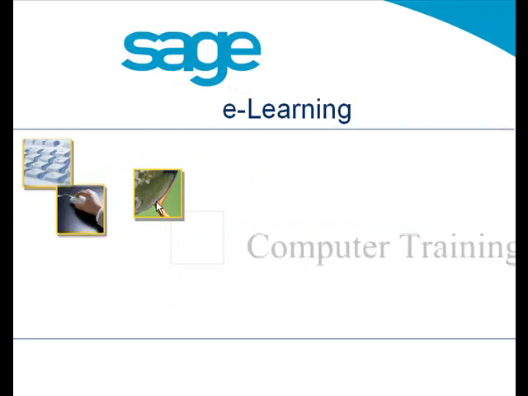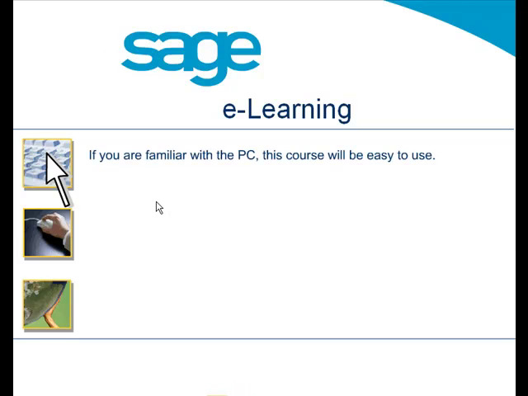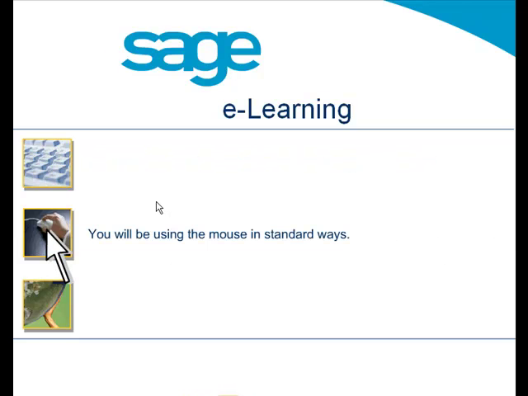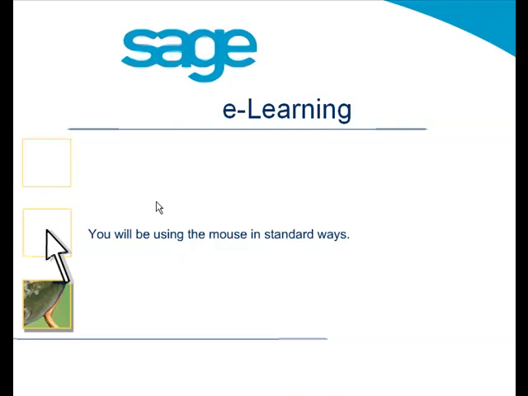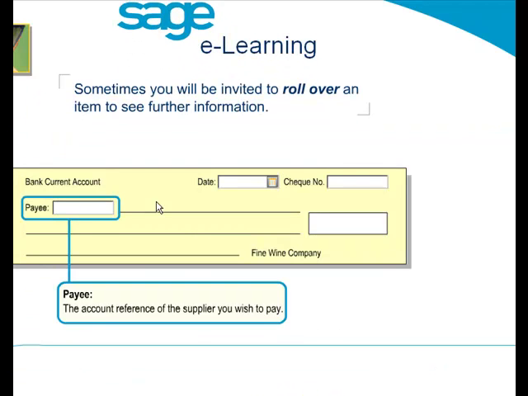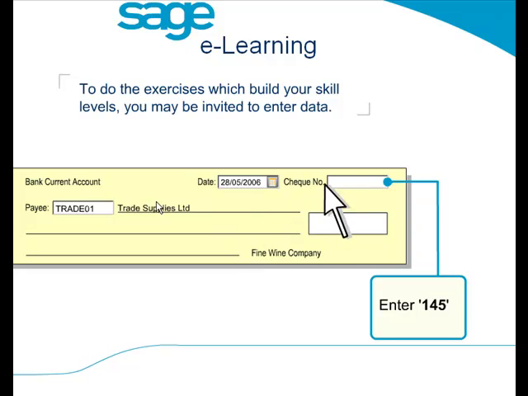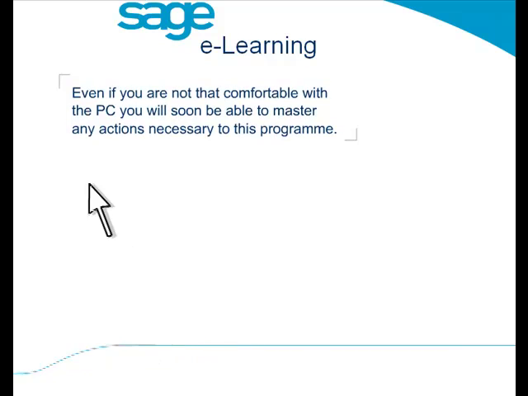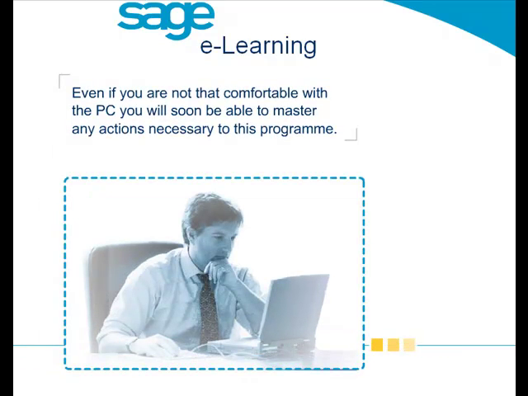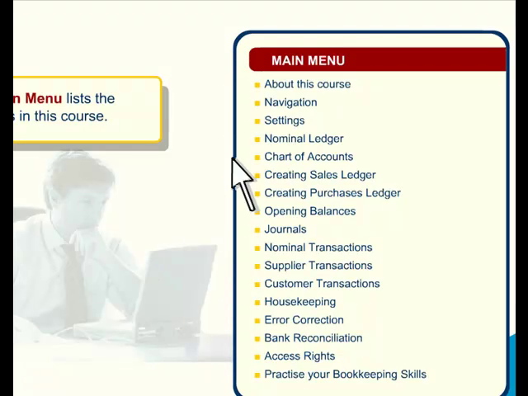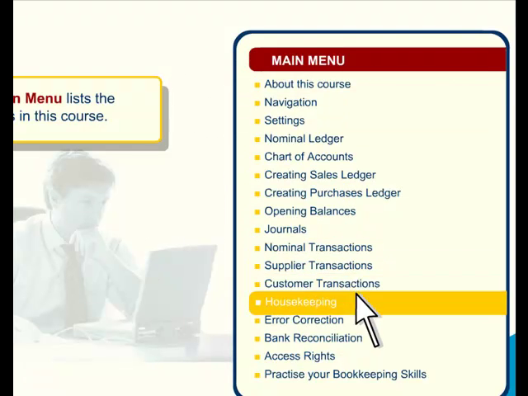Welcome to this Sage e-learning program. If you are familiar with the PC, this course will be easy to use. You will be using the mouse in standard ways. Sometimes you will be invited to roll over an item to see further information. To do the exercises which build your skill levels, you may be invited to enter data. Even if you are not that comfortable with the PC, you will soon be able to master any actions necessary to this program.